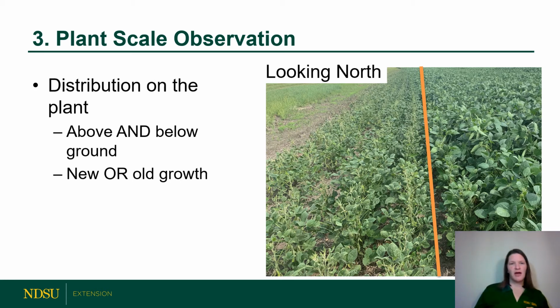So also with that plant scale observation, we want to look at the damage, the injury, the symptom. Is this on the above or below ground part of the plant, or is this on the new or old growth? We can tell that all of this is on the new growth, because that's the top of the plant, where the new leaves are forming into those different trifoliates. Unfortunately, in this scenario, we don't have any below ground images of the roots, so sorry about that.